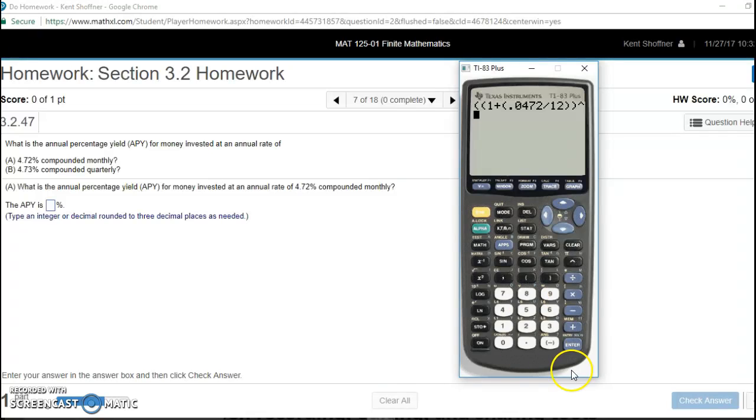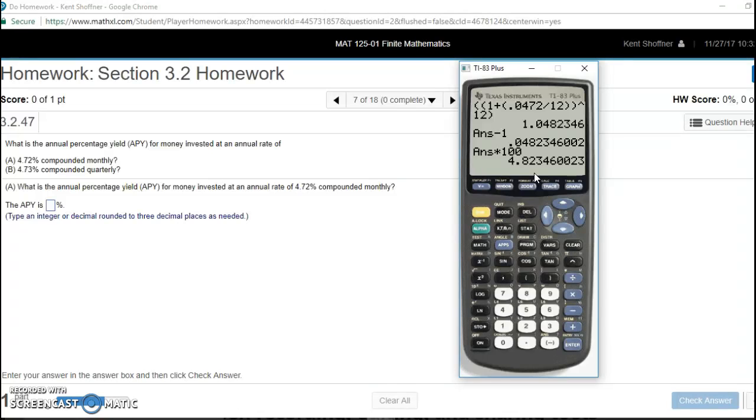So if it's compounded monthly, it's 12 times a year. So we just need to put a 12 there. And then we close that whole parentheses. And then we take that answer and subtract 1 from it. So we get that, we subtract 1 from it. And we have the interest, the APY, and all we have to do is times that by 100 now. And now we have the APY as a percentage.